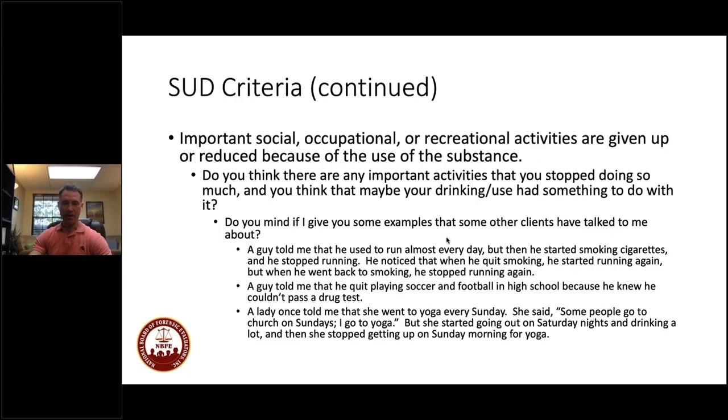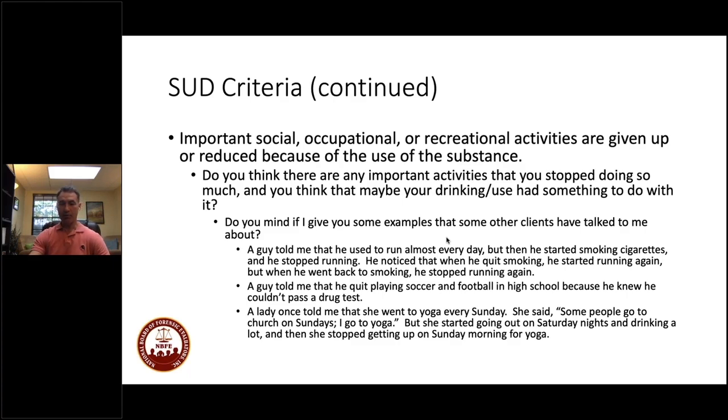I also give them examples of things. So here's an item: social, occupational, recreational activities being given up or reduced because of using a substance. I'll tell them examples of things other clients have told me. Like, a guy told me he used to run almost every day, then he started smoking cigarettes, and then he stopped running. But then he noticed that when he quit smoking, he started running again, but he stopped again when he started smoking again. Have you ever had an experience like that?